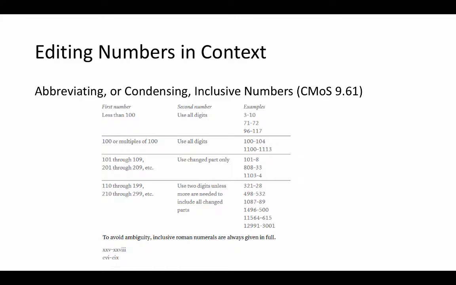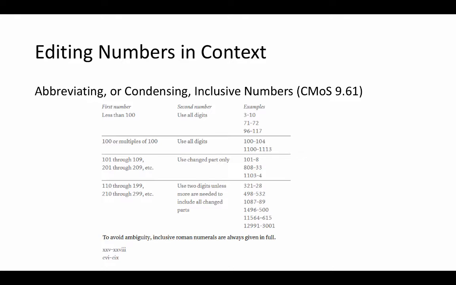This is a little bit tricky. It's when you abbreviate inclusive numbers. This is the way that Chicago likes to do it. For less than 100, you use all of the digits, so 3 to 10. For 100 or multiples of 100, use all the digits, so page 100 to page 104, page 1100 to 1113, use all the digits. But when you're talking about 101 through 109, 201 to 209, 301 to 309, and so forth, use only the changed part.